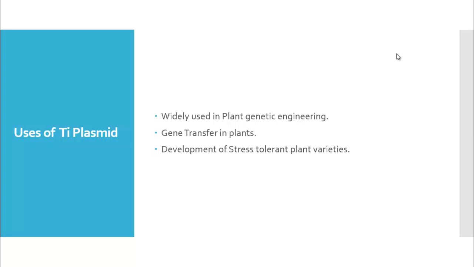There are a variety of uses for the Ti plasmid. It is widely used in plant genetic engineering. It is also used for transfer of genes in plants and for development of stress-tolerant plant varieties.